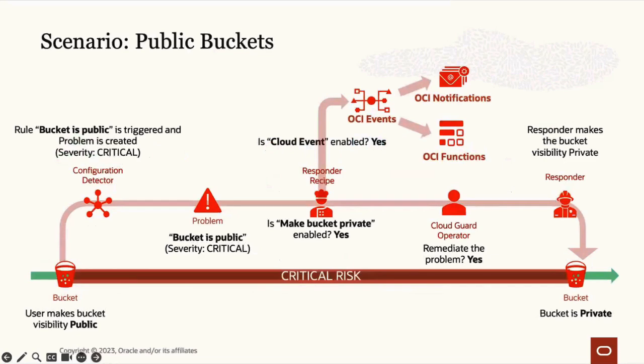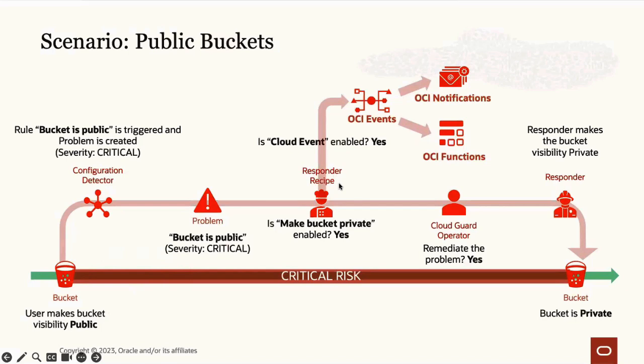Here we'll walk through an example flow. What's going to happen here is a user is going to be creating a bucket. They're in a little bit of a rush, and they've forgotten to click the private bucket flag during creation. This is going to go against the security policy of the tenancy. So now CloudGuard is going to detect this, and a problem is going to occur. The rule bucket is public is going to be triggered, and the problem is going to be created.